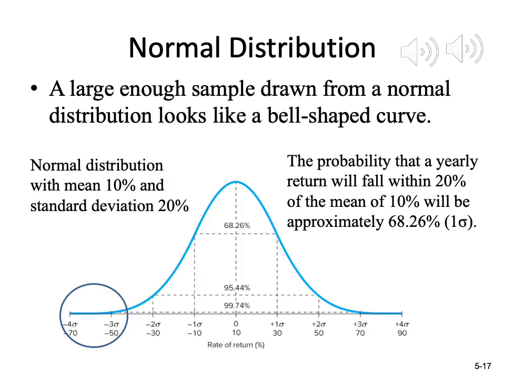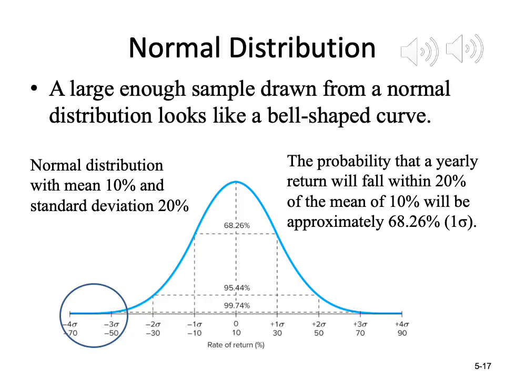When we build stock return models, most of the time we will assume the stock returns follow a normal distribution. A normal distribution looks like a bell-shaped curve, just like the blue curve in this picture. In this picture, we assume the stock return has a mean return of 10%, which is the number right in the middle, and a standard deviation of 20%.